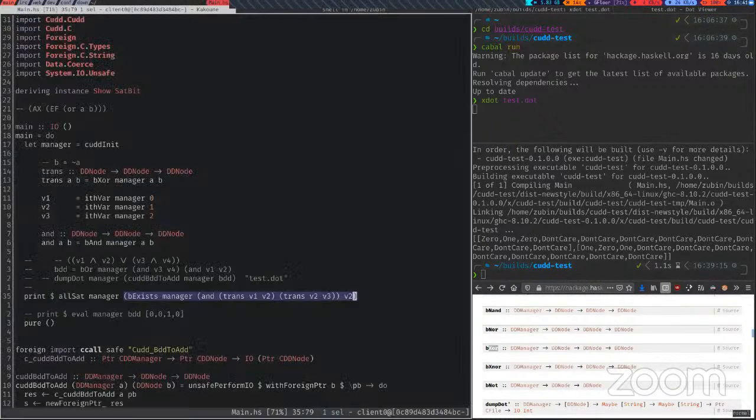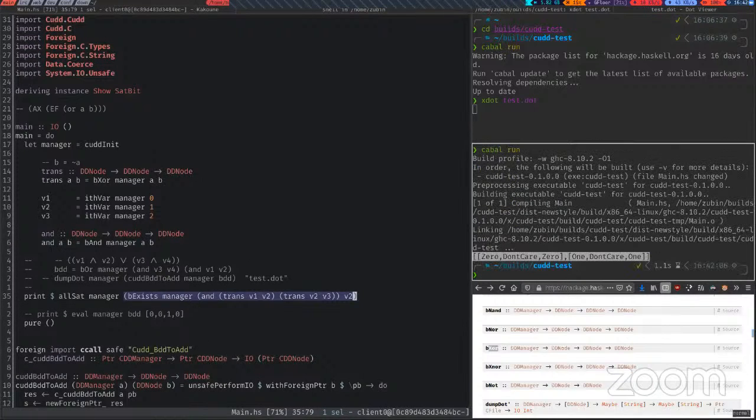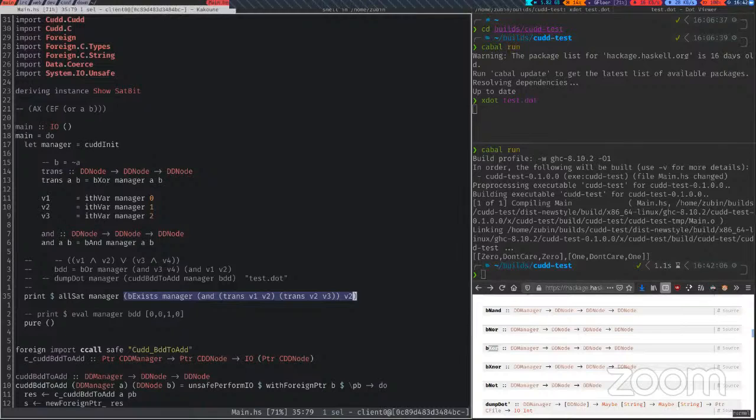Now run, complete the thing. So where did it print out the satisfying assignment? It printed out the assignments here. The two satisfying assignments are 0, don't care, 0, and 1, don't care, 1. Okay. I think that's it. I'll stop sharing.